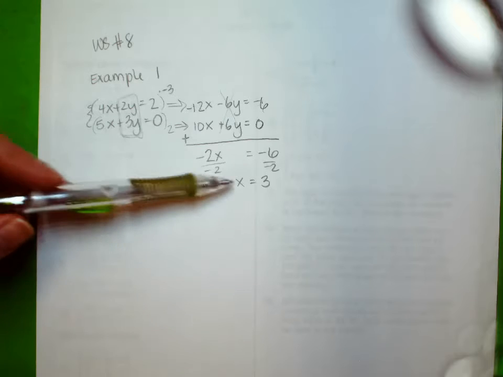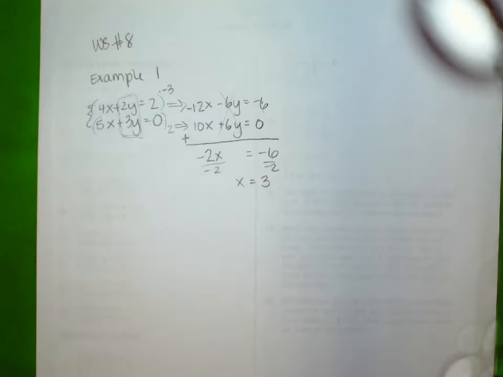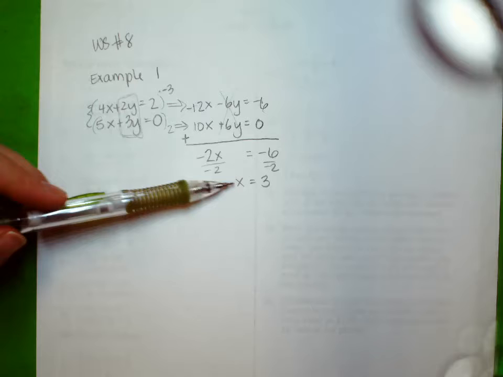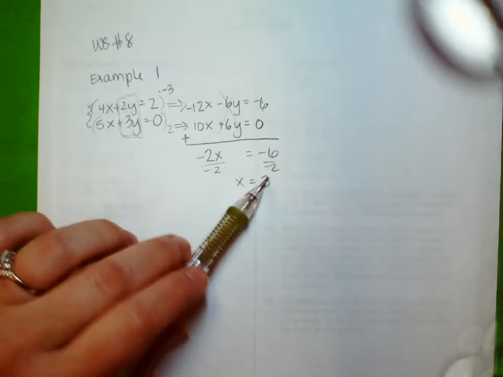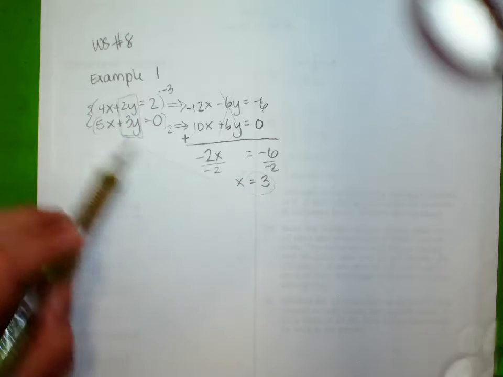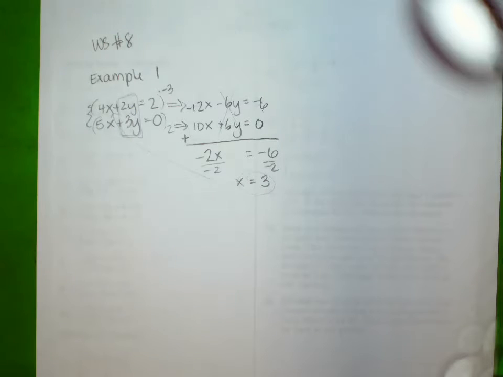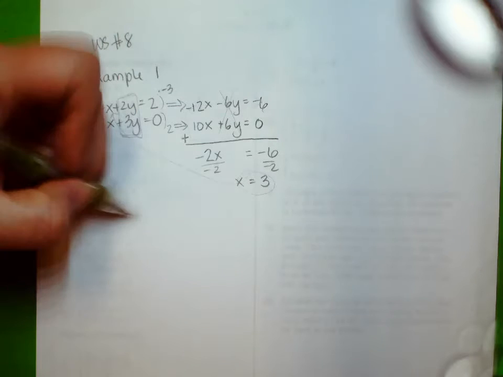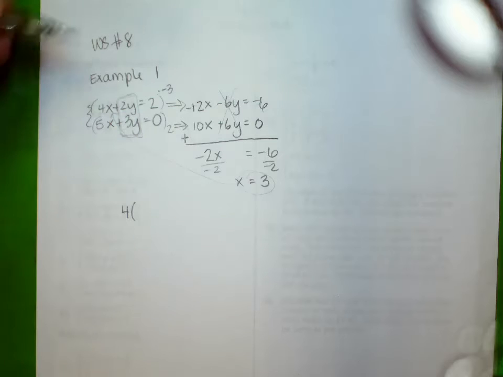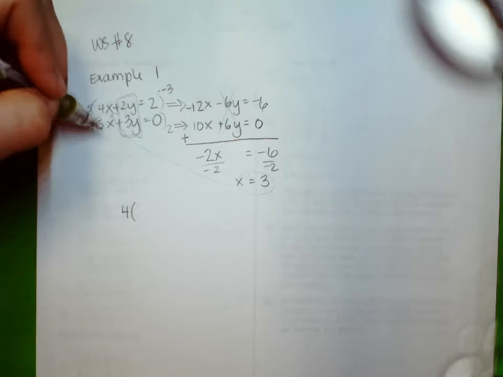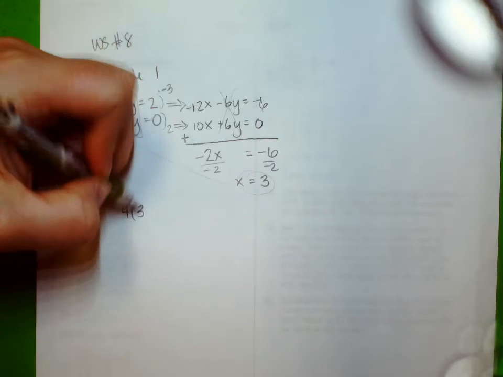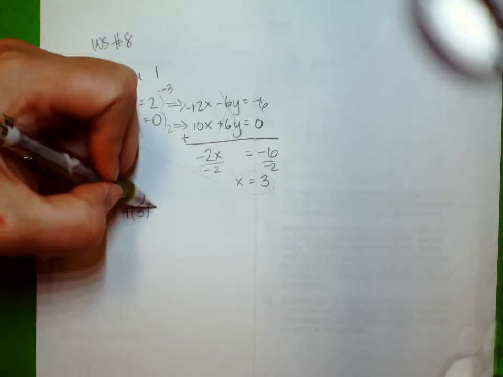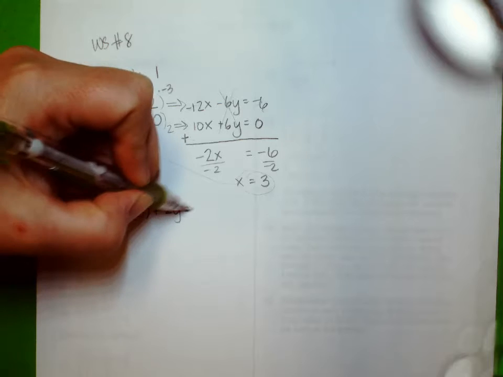So this is just the x-coordinate of where these two lines intersect. We still need to find the y-coordinate. So we can find the y-coordinate by plugging our x value in for x. So you plug it into one of the two original equations. I'm just going to use the first equation. So 4, instead of x, I write the value of x. So 4 times 3 plus 2y equals 2.